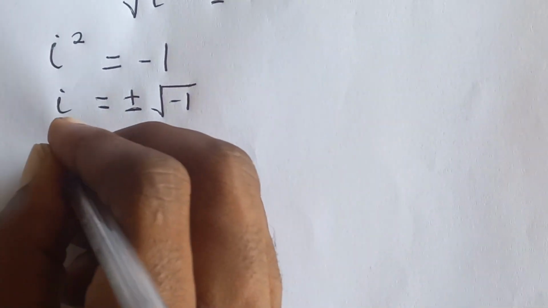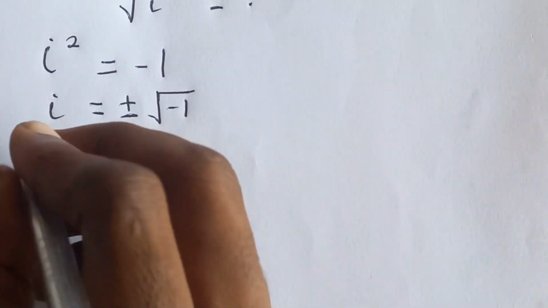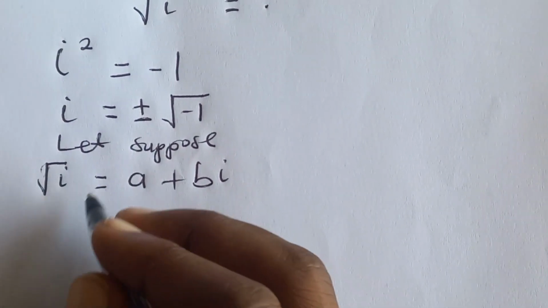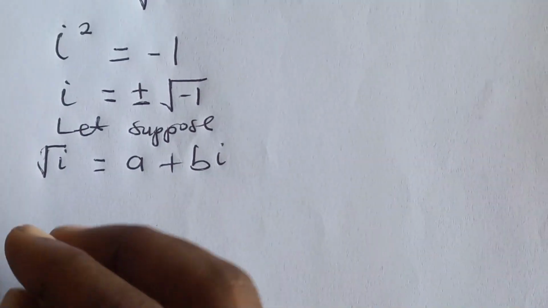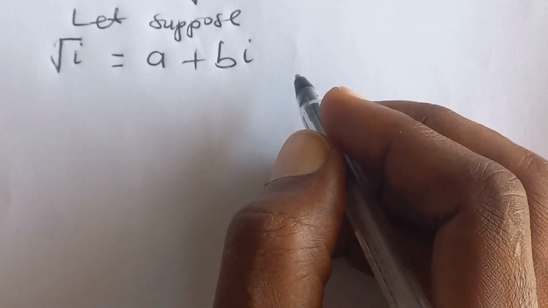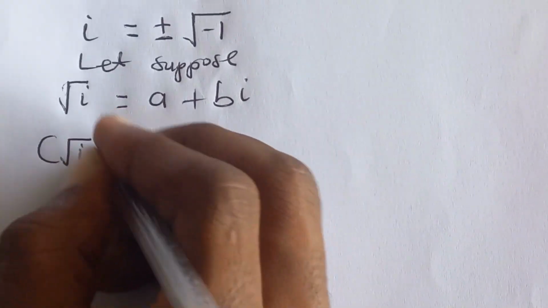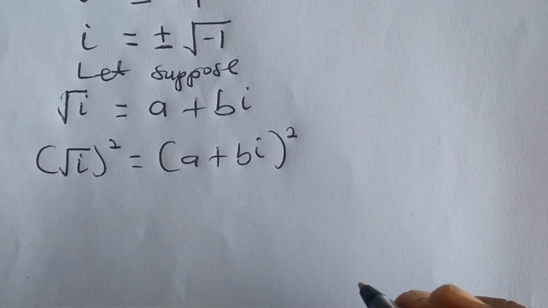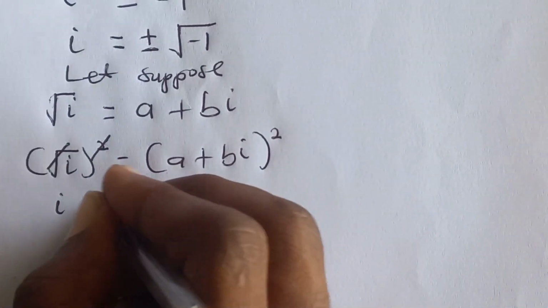Suppose the square root of i is equal to a plus bi. With this we want to find a and b, so we have to square both sides. Squaring both sides, we have i equal to (a plus bi) squared, since the square cancels the square root.